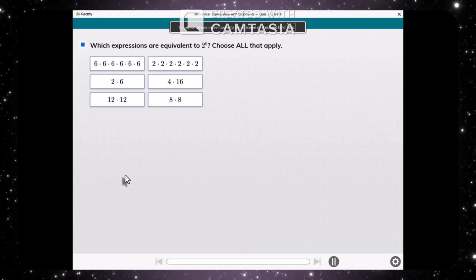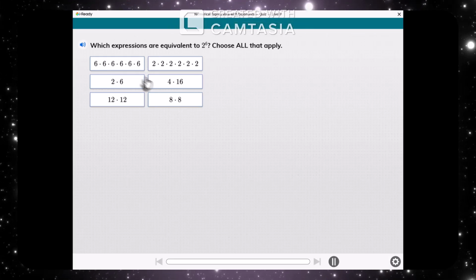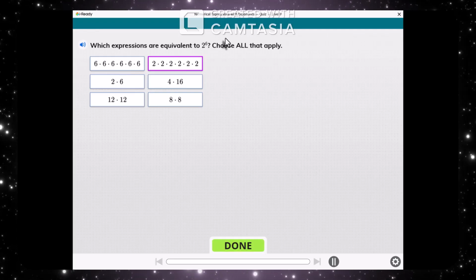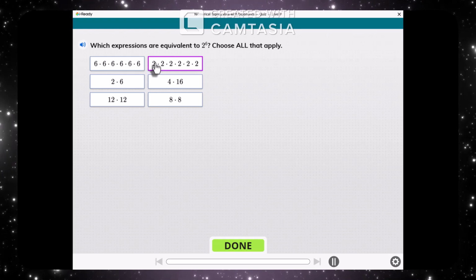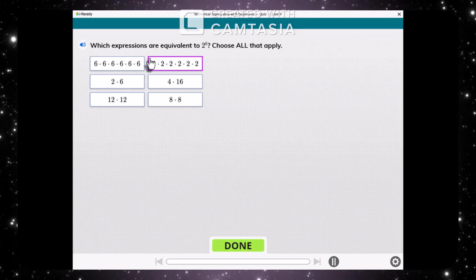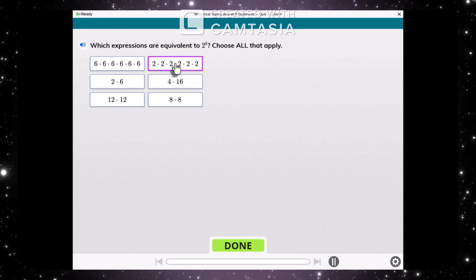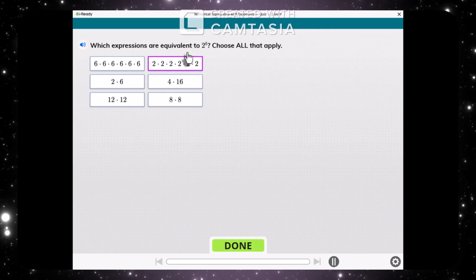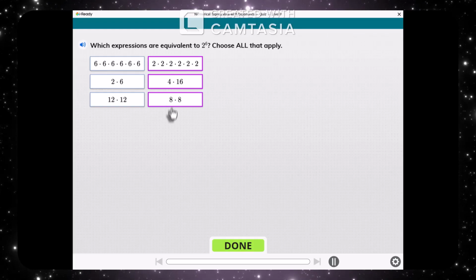Which expressions are equivalent to 2 to the 6th power? Choose all that apply. 2 to the 6th power is going to be 2 used as a factor 6 times. 2 times 2 is 4, times 2 is 8, times 2 is 16, times 2 is 32, times 2 is 64. And 4, okay, that one's right, and then that one's right.